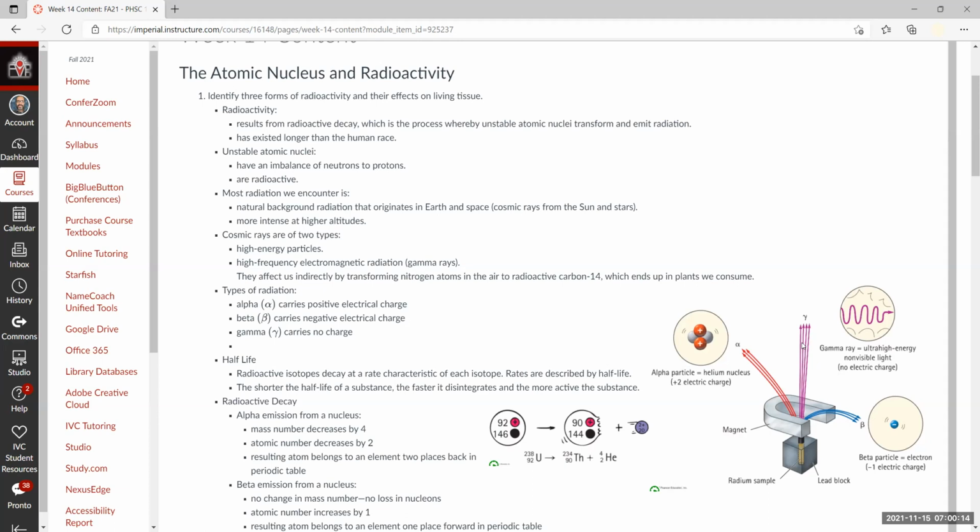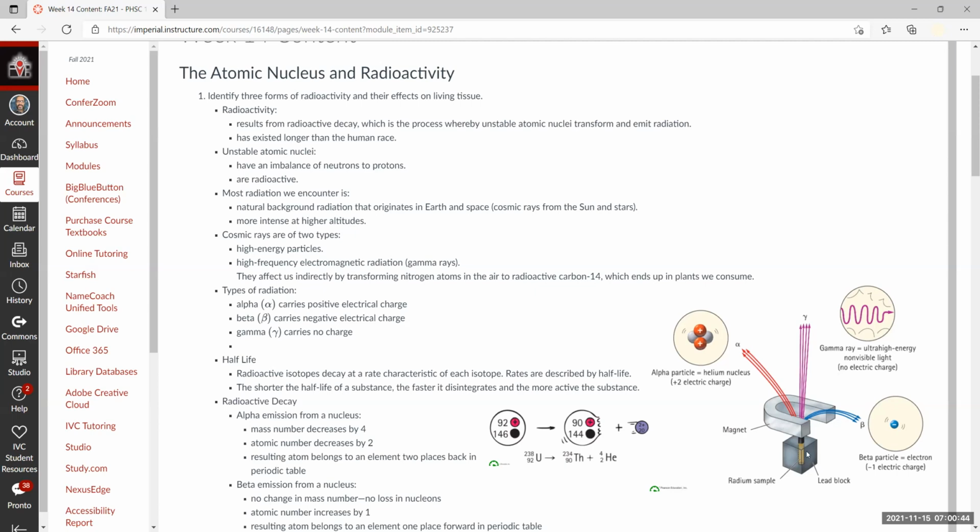The gamma particles turn out to be gamma rays. You can see that the alpha particles are positively charged, the beta particles are negatively charged, and the gamma rays do not have a charge. Furthermore, if you put them in a magnetic field, remember the magnetic field has an effect on a charge using the right-hand rule, and it's going to bend it one way or the other depending on the sign of its charge.